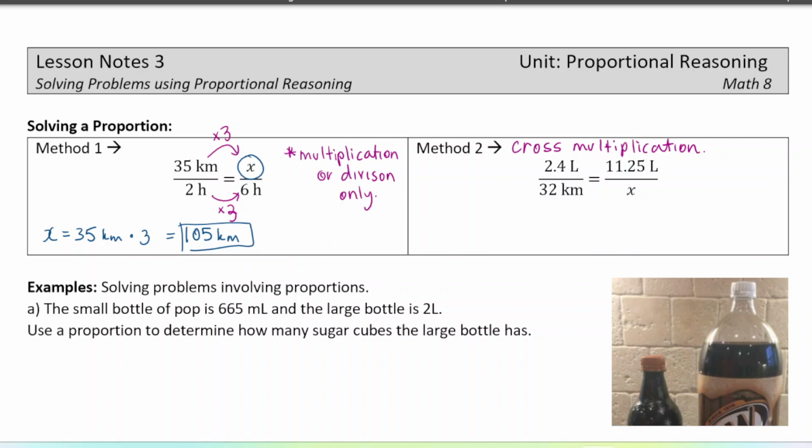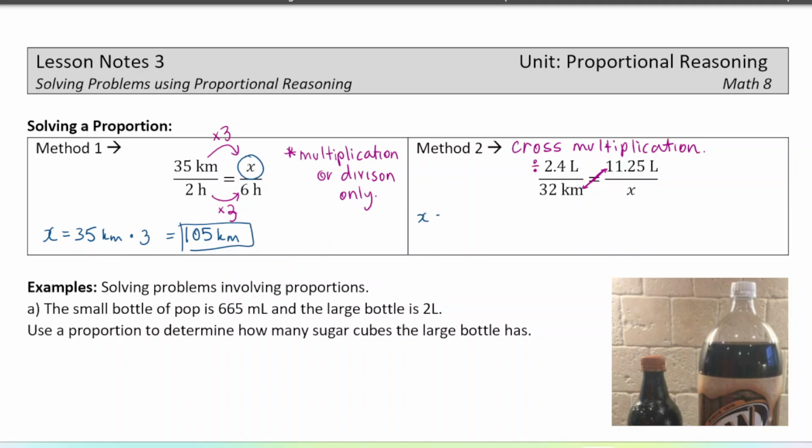So what you want to do with cross multiplication is multiply the two numbers that are diagonally across from one another. That's why it's called cross multiplication. So multiply the two numbers that are diagonally across and then divide by the number that's across from the X. Okay, so let's do that.